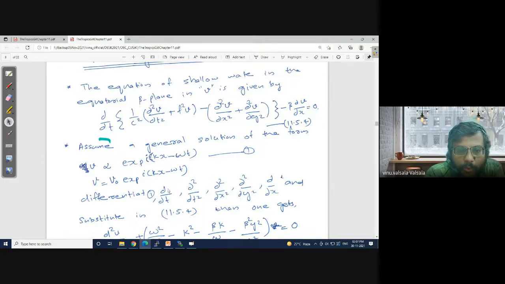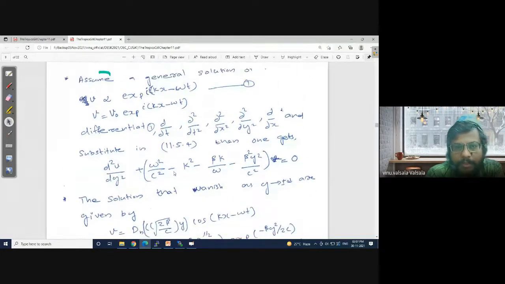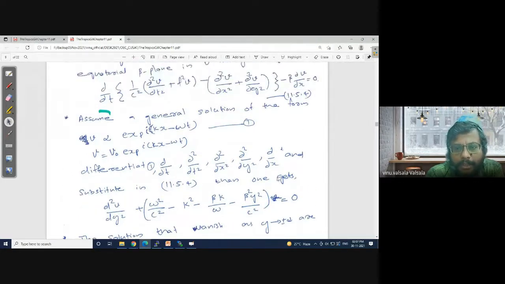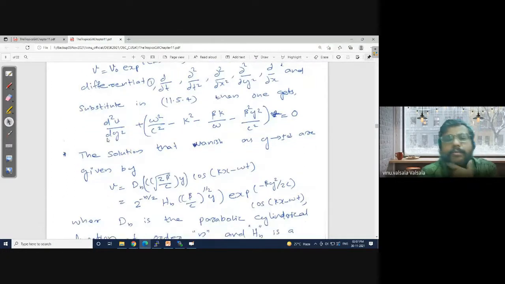So if you operate the time derivative, first derivative, second derivative, and the second derivative in space, etc., and put back into this equation, you will get an equation in V. So why in V? Because we have a boundary condition available. As you move away from the equator, the V component tends to vanish. Okay, so to avail that boundary condition, we found d square V by dy square plus a few other terms into V equal to 0.